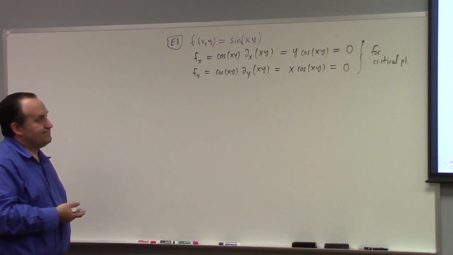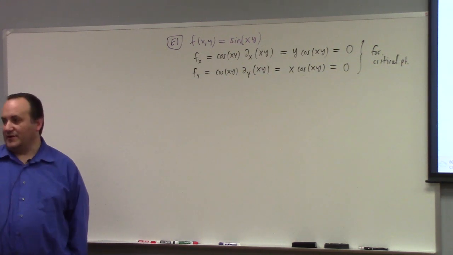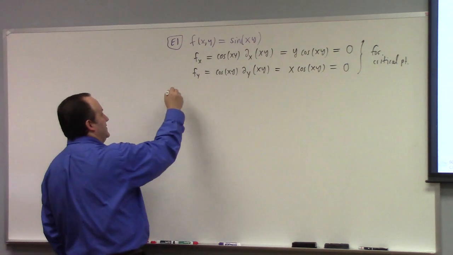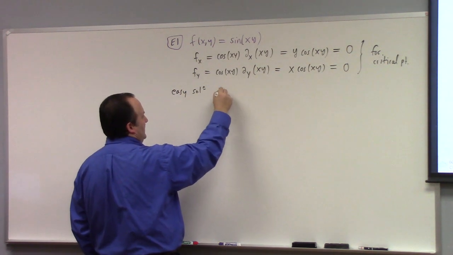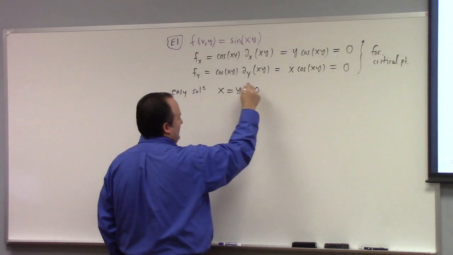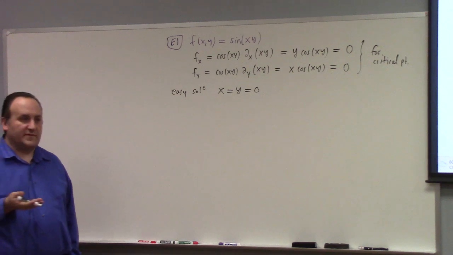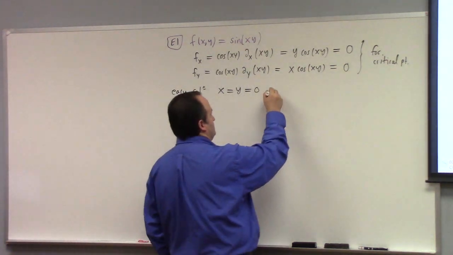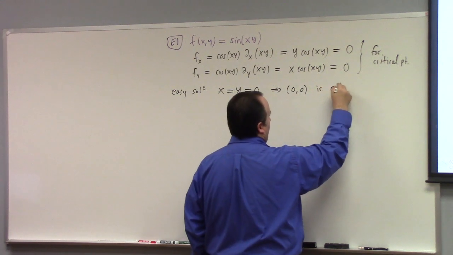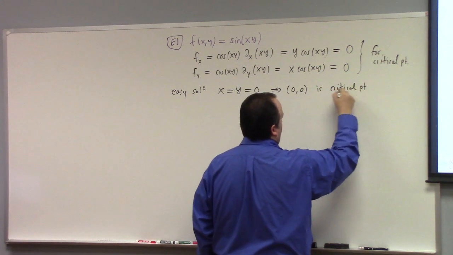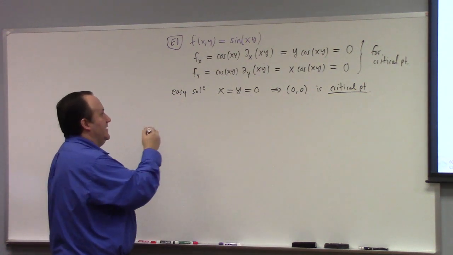Okay, so can you solve these equations? Here's one easy solution, right? How about x equals 0, y equals 0? That definitely works, right? So the origin is a critical point for this function. Origin's a critical point. And now let's calculate fxx.